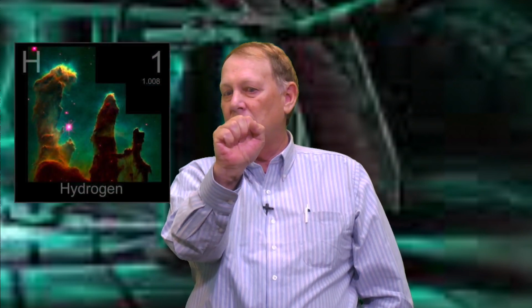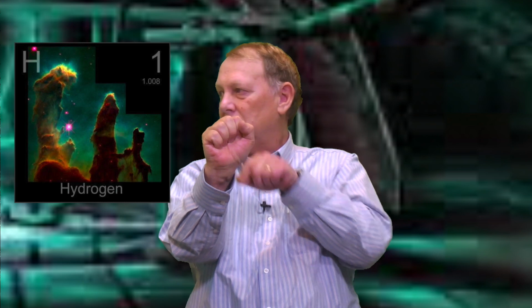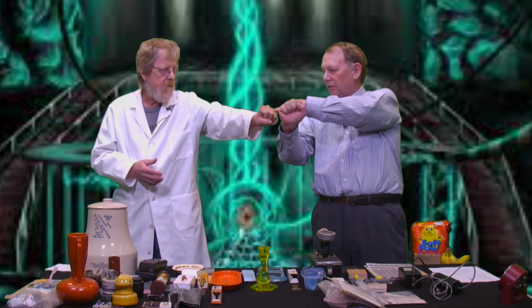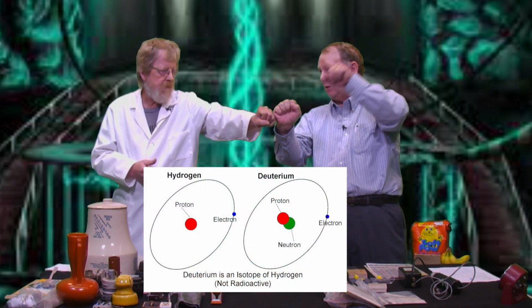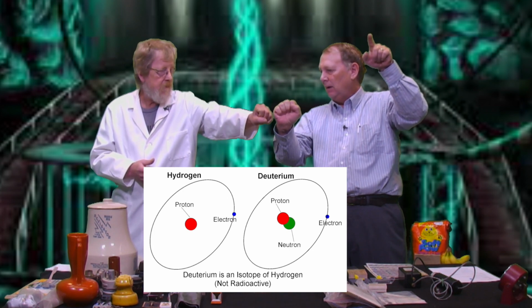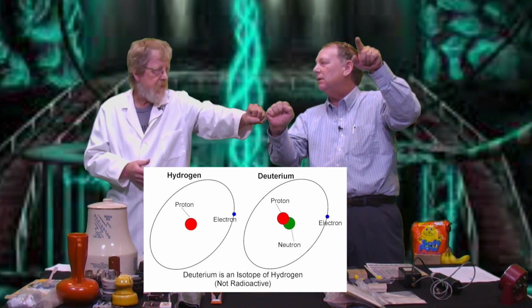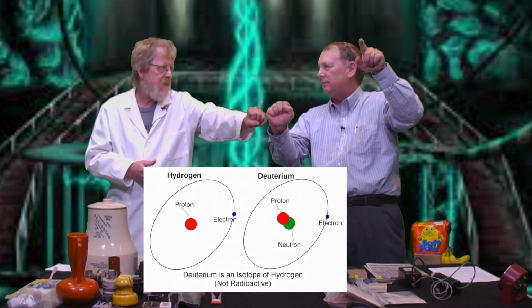So if we have a hydrogen isotope, here's hydrogen, which has one proton, positively charged, with one electron in its electron field, negatively charged. Now, an isotope of hydrogen, put your fist next to mine. Okay, that would be an isotope. Your fist is a neutron. Mine's a proton. There's still one electron. And this isotope is called? Deuterium. But it's not radioactive.